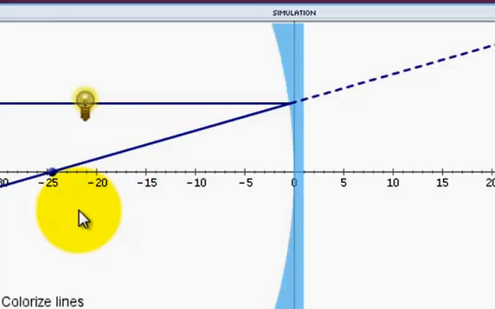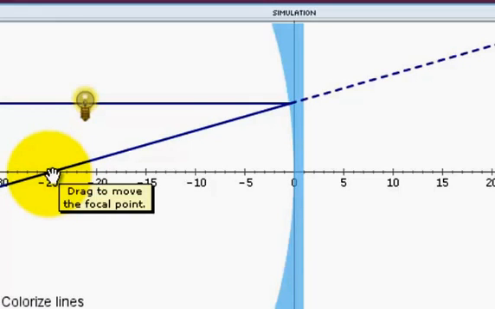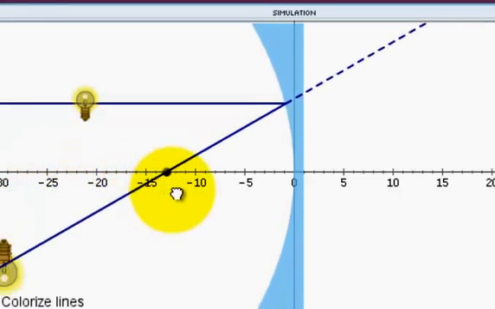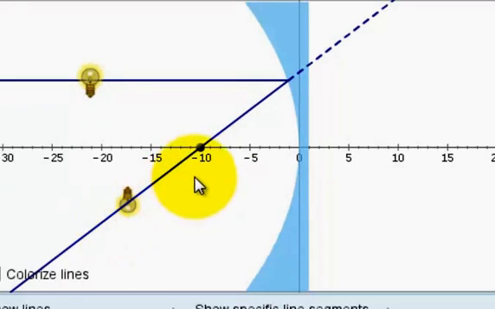In order to move the focal point, you first place the cursor on the blue dot, click and hold the left mouse key, and move the mouse until the dot is moved to -10. Now this is the focal point.